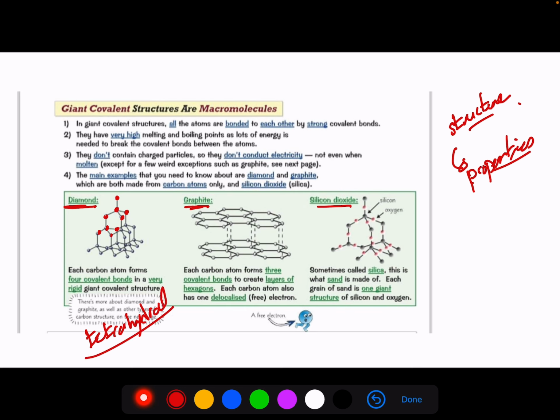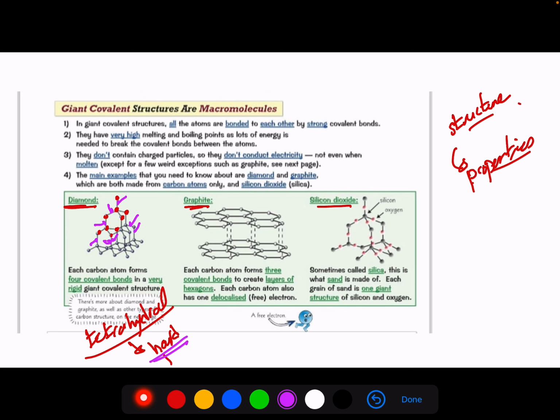Because of this, you would expect diamond to be very hard. Very hard because you require a lot of energy to break all of these multiple covalent bonds between the carbon atoms. And I already mentioned covalent bonds are very, very strong. So it requires a lot of energy to break these bonds. That's why diamond is hard.